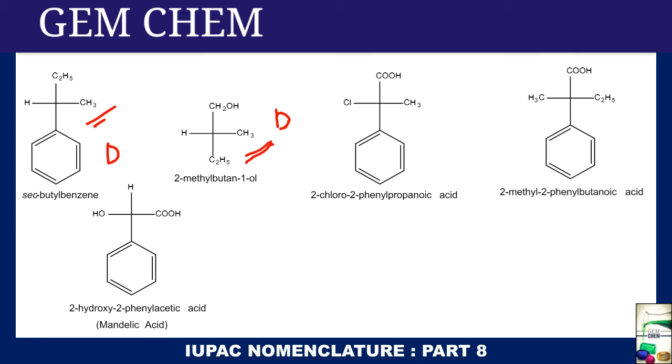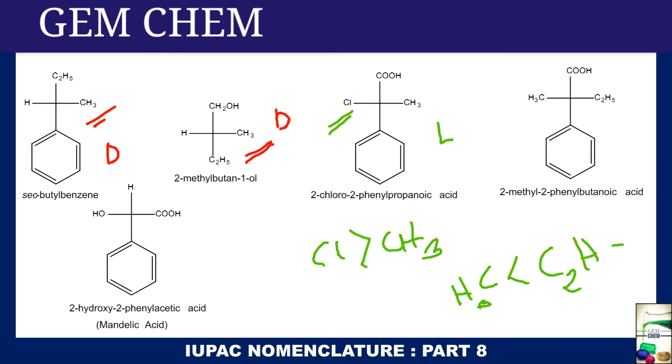Now say this one. For the next one, we refer to the chlorine, not the CH3, because chlorine has more preference over CH3, right? So this one will be L. And the next one, if we see CH3 and C2H5, then always remember that CH3 has less preference over C2H5. So to be very careful, we will write it as D.